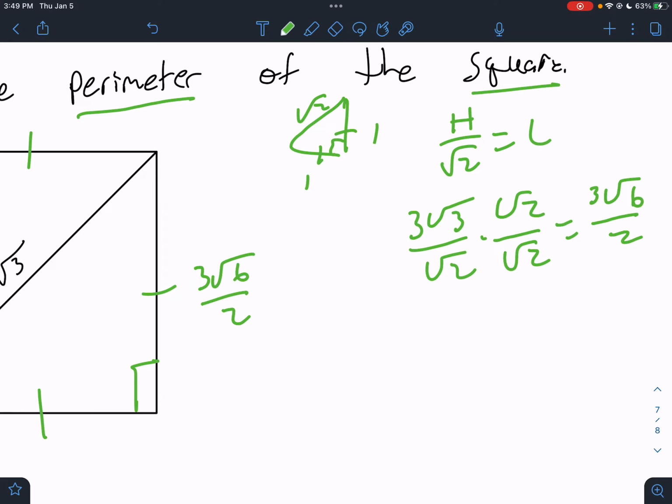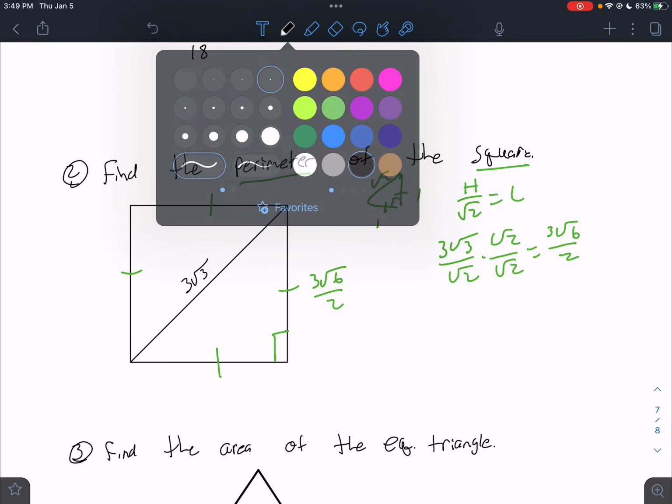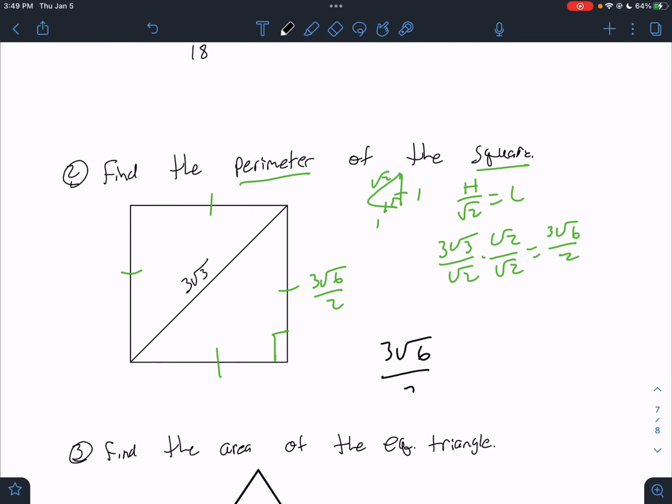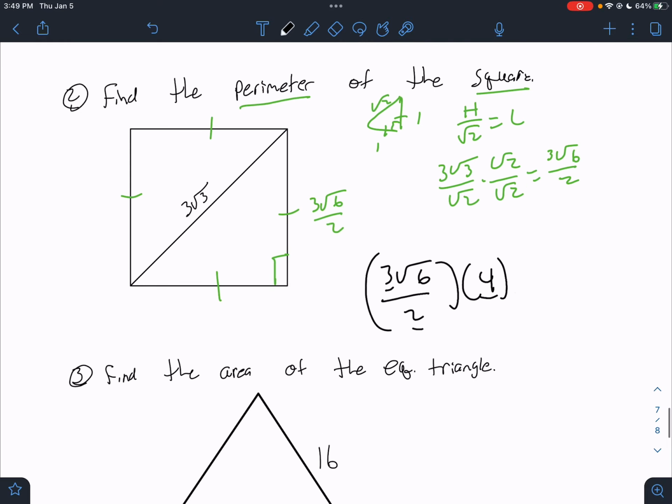But they didn't ask for one side, they asked for the perimeter. So hold up, we got to do 3 root 6 over 2 times 4 of them. There's a lot of ways to think about this, but what's 4 divided by 2? 4 divided by 2 is 2. 2 times 3 is 6. So this is 6 root 6.